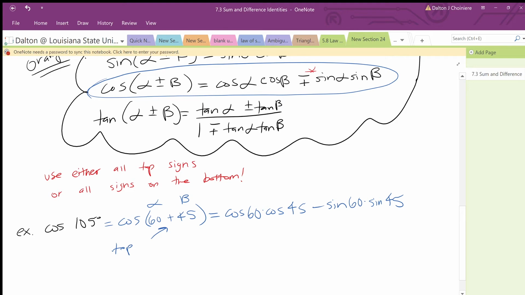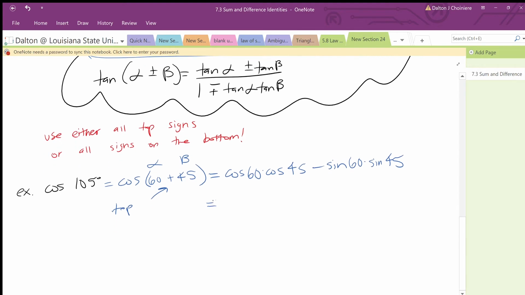From here, you should know these values from the unit circle. In the unit circle, cosine deals with x values, sines deal with y values. So at 60 degrees, my x coordinate is 1/2. The x coordinate at 45 degrees is square root of 2 over 2. Minus the sine of 60, which is the y value at 60, is square root of 3 over 2. And the y value at 45 is square root of 2 over 2.